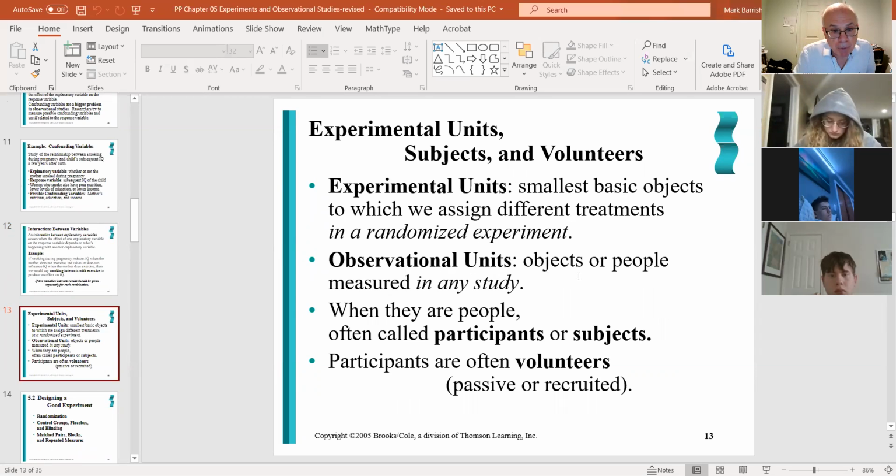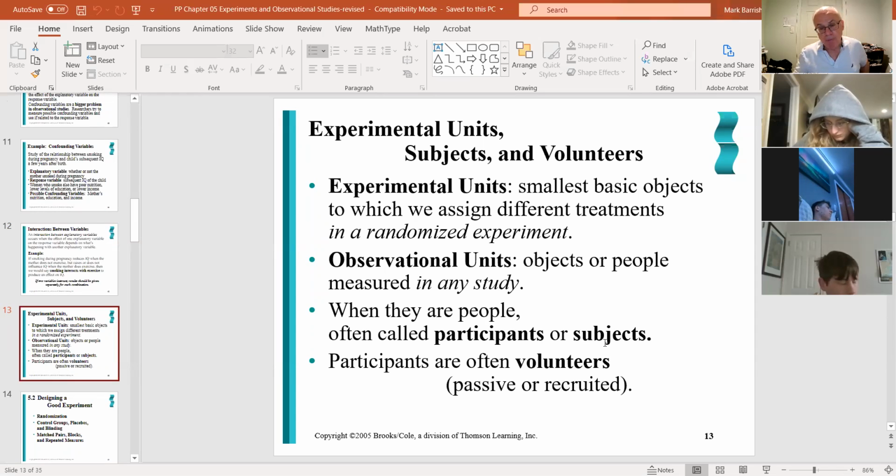Observational units are the objects or people measured in any study. When there are people, we typically call the units, whether experimental units or observational units, participants or subjects in the study. And they say here that participants are often volunteers.